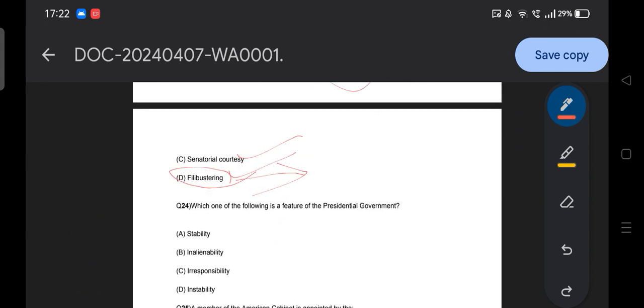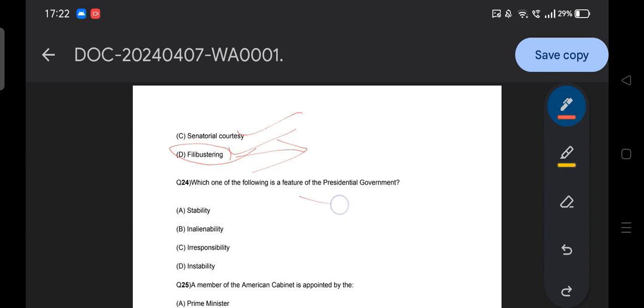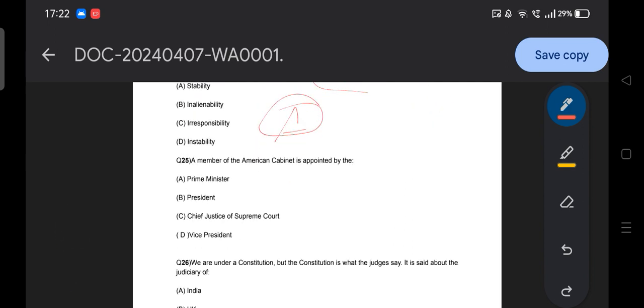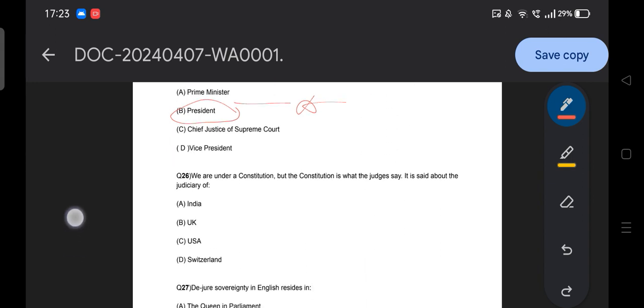Moving to the next, which one of the following is a feature of a presidential government? Obviously the answer is stability. Okay, stability is the feature of the presidential government. Moving to the next, a member of the American cabinet is appointed by, obviously, the president. Okay, the president is the one who appoints. Similarly in our India, the ministers are appointed by the president under the aid and advice of the prime minister, headed by the council of ministers.